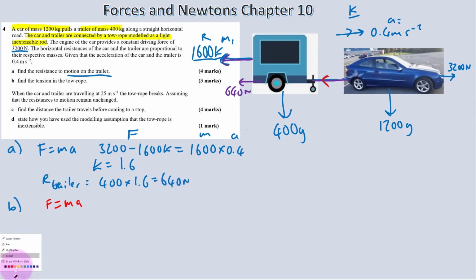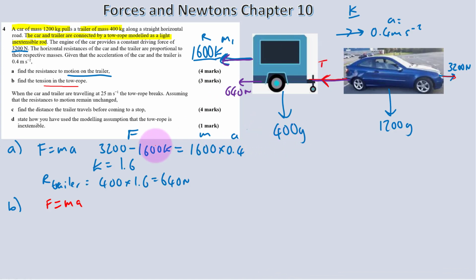Now this one is a little tricky. We're trying to find the tension in the tow rope, which is, this is the tow rope, and if the car is going this way, the tension is going to act in the opposite way, okay? That should make sense to you now. So that's your tension.